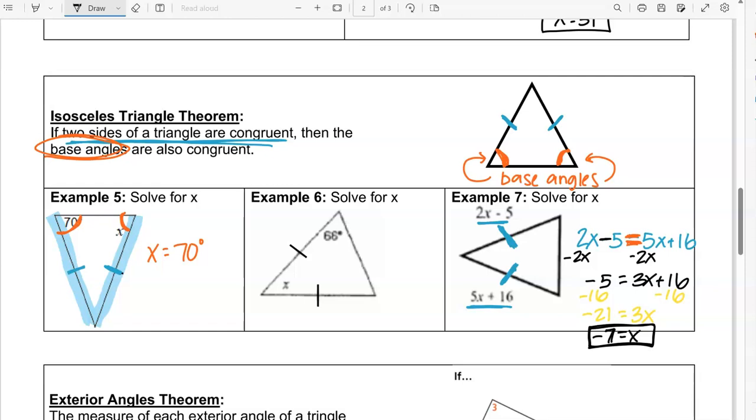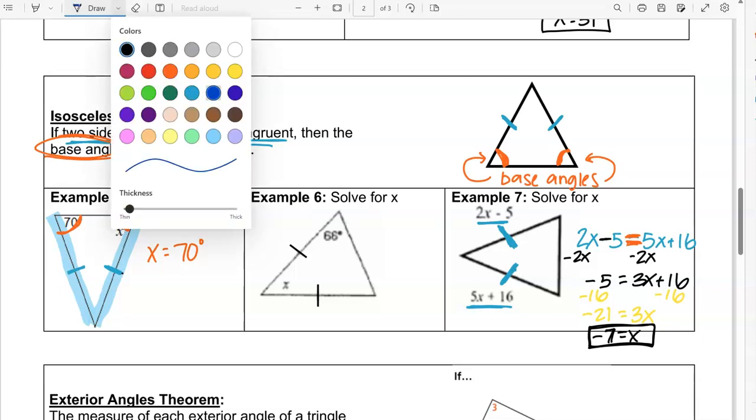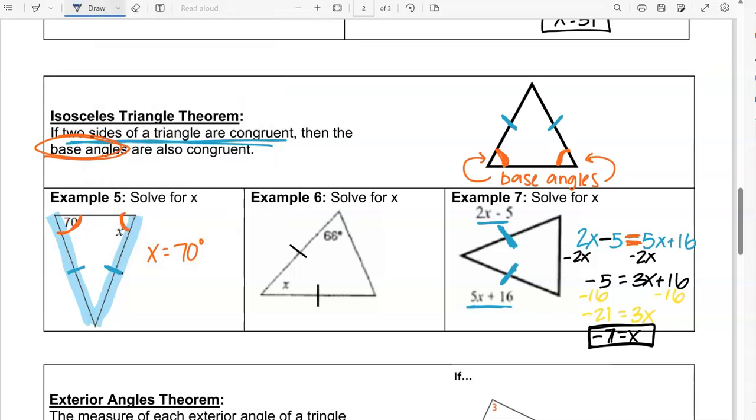All right, now looking at example 6, solving for x. Now if we solve for x here, we got to be a little bit more careful because of the information that has been given to us. This side and this side are congruent to each other. I'm going to highlight these two sides.